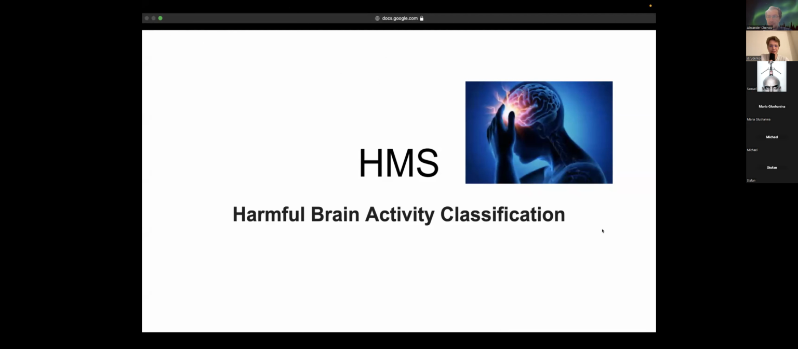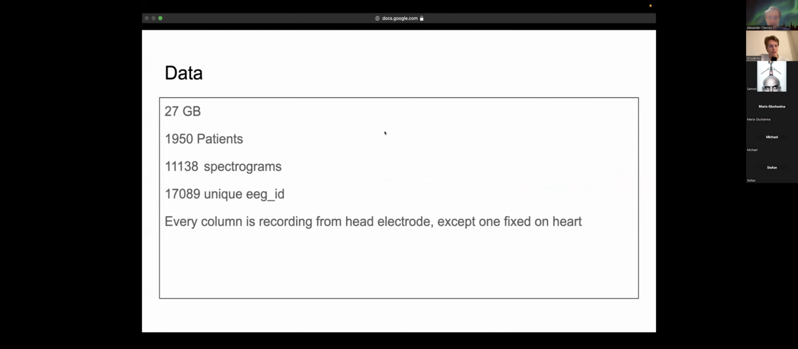I'm Dmitry Rudenko, and today we are talking about the Kaggle competition about EEG signals. The goal of the competition is to figure out if a human's brain works properly. We have 27 gigabytes of data. Mainly it's EEGs and spectrograms. The first is a raw signal collected from a special device, and the second one is just a visualization of it.